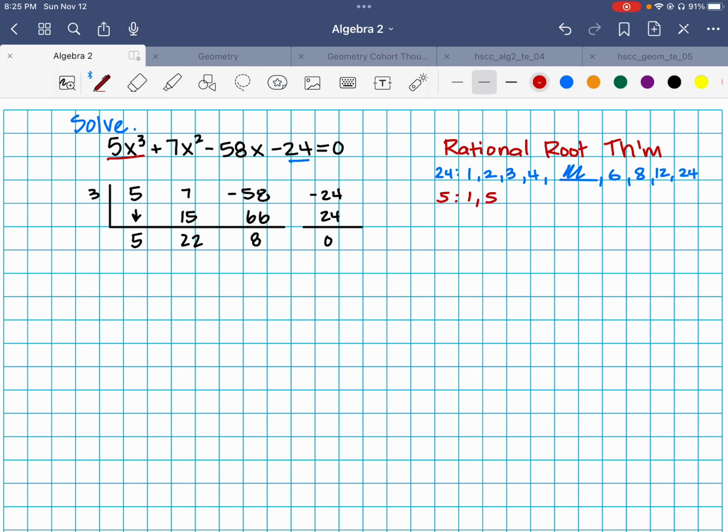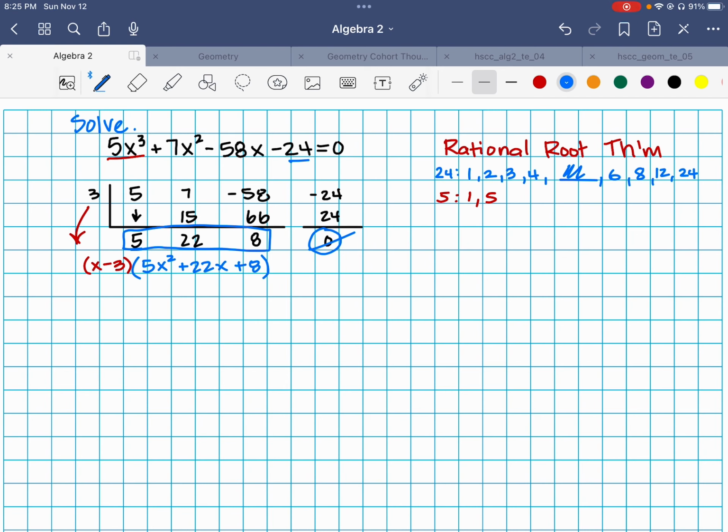So because of this, right, we now know that x minus 3 is a factor. But we also know that this guy right here is the quotient factor. Now remember, when the remainder is 0, that means you're taking a look at factors over there. Now you have to rewrite it correctly. So we're going to go 5x squared plus 22x plus 8.